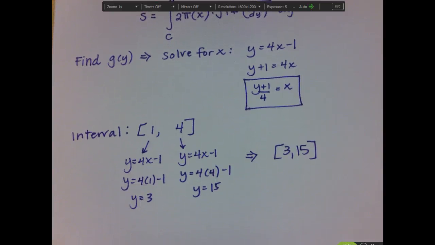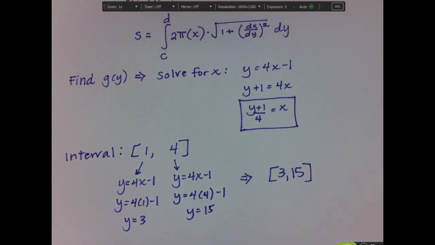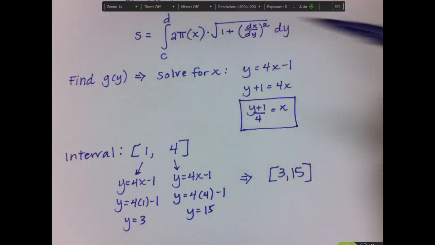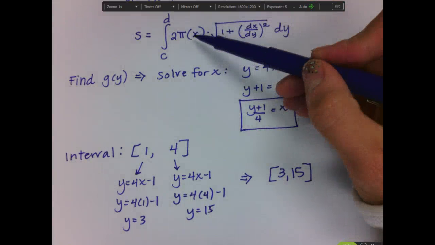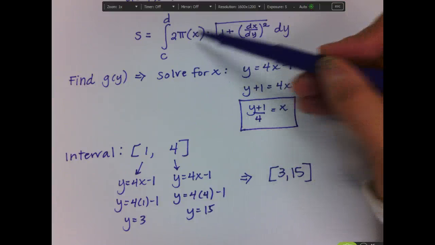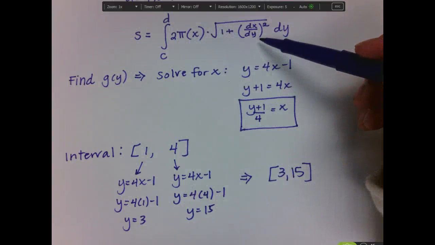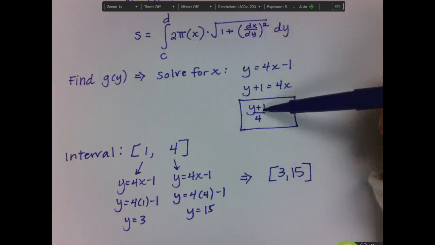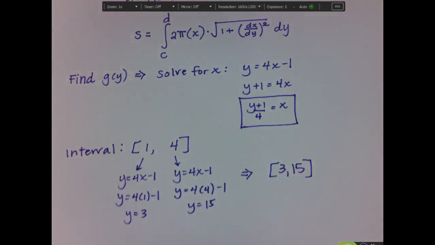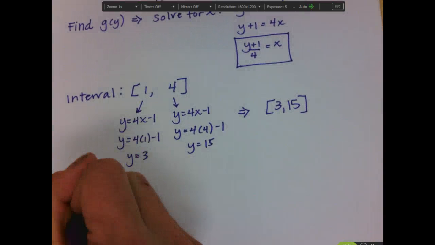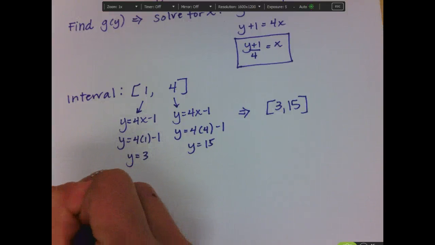All right, remember in the formula, we need limits of integration, check, have that. We need our equation for x in terms of y, we also have that. But we are going to need to find dx over dy, or in other words, the derivative of the function written in terms of y, and then we'll have to square it. So that's next. So we need our dx, dy.